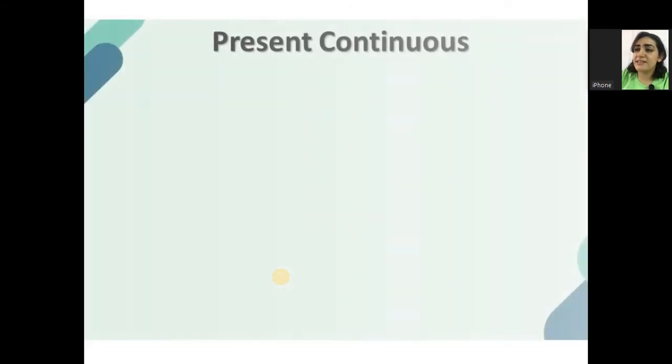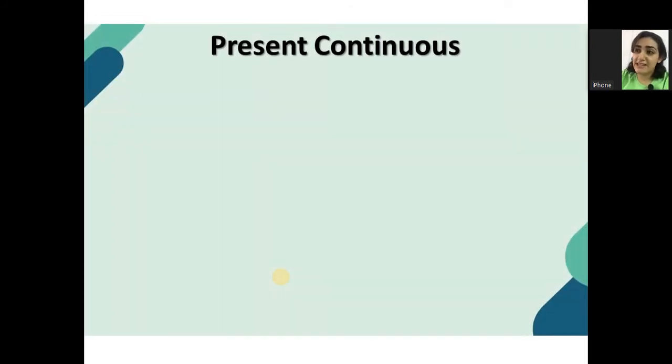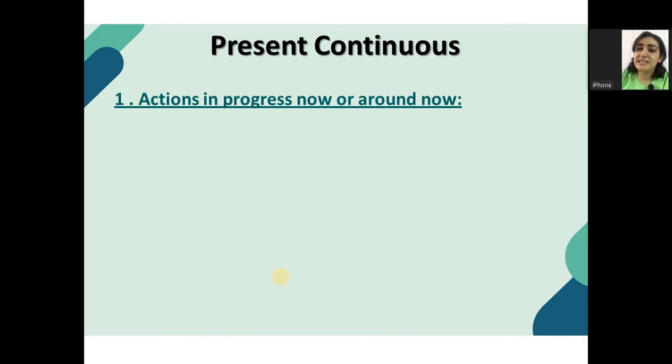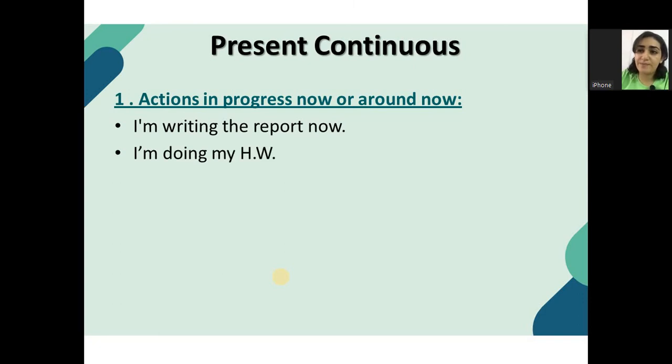Now let's move on to the present continuous. The present continuous is used to talk about actions that are still in progress now or around now, like I'm writing the report now, I'm doing my homework, I'm learning English. Now, I'm doing my homework might be taking place right now at the time of speaking or might be taking place along the day.